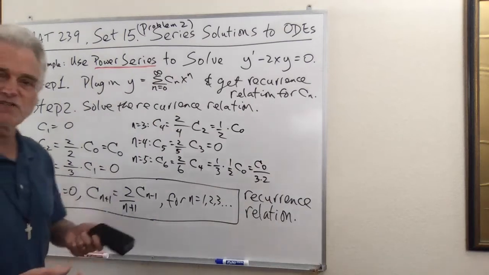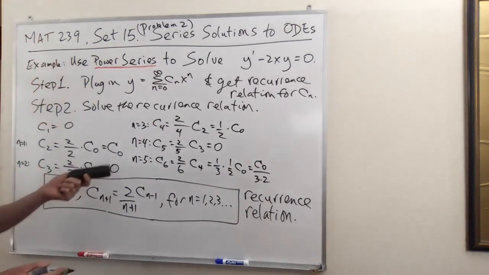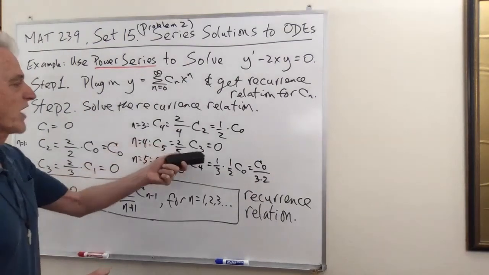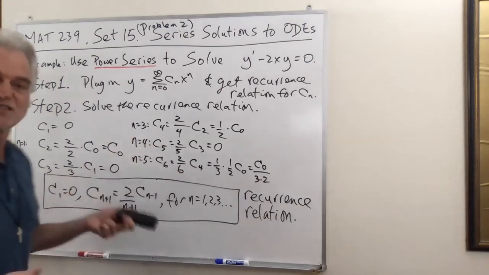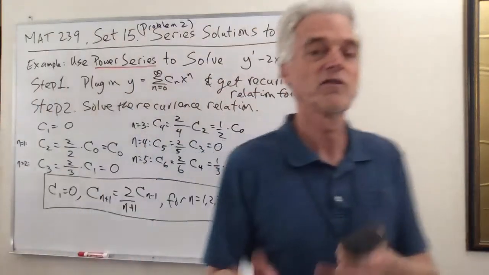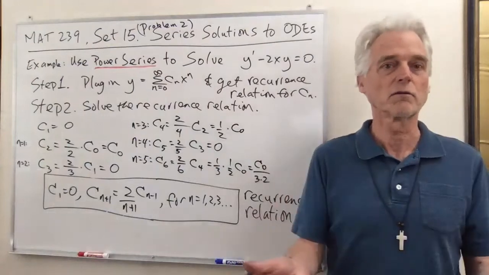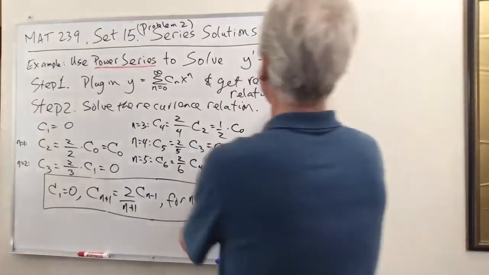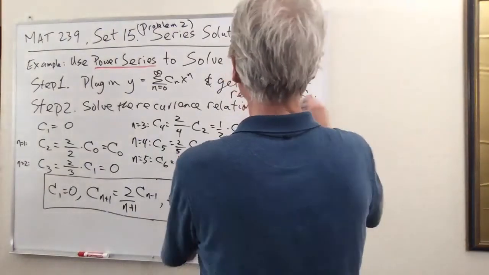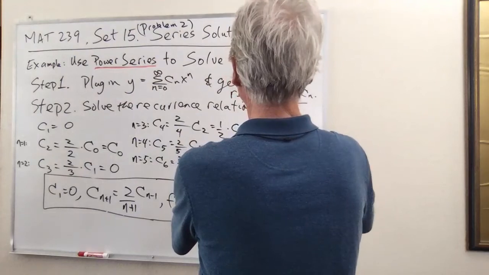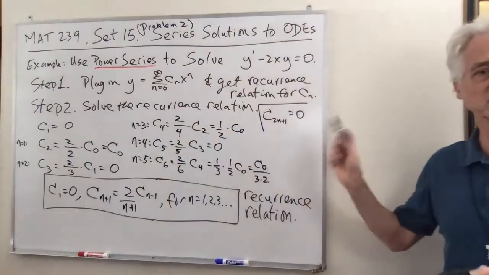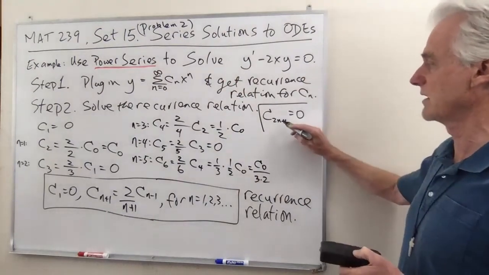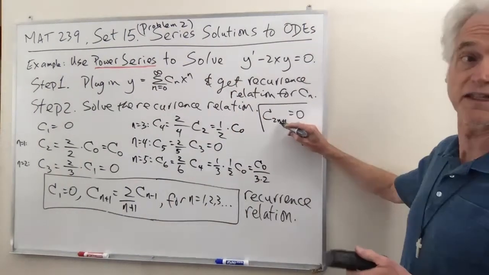So let's see if we can figure out what happens. Well, notice that C1 is 0, C3 is 0, C5 is 0, and C7 is going to be 0, right? All of the Cn's, if n is odd, are 0. So I'm not going to call it Cn, I'm going to call it C2n plus 1, right? So we have, the result is C2n plus 1 is 0 for integers n, right? And integers starting with n equals 0, right?